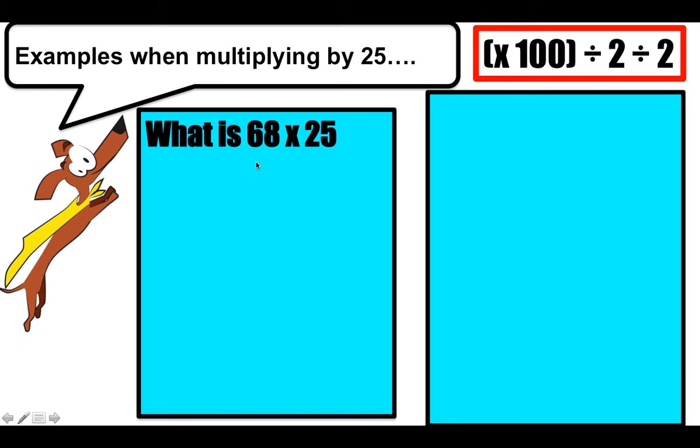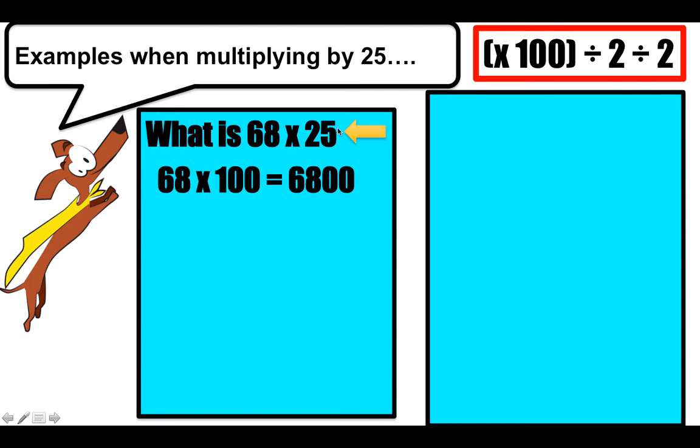What is 68 times 25? Now, you might look at that and think, whoa, that's so scary. But let's go back to the things that we know. Let's use our rule, multiplied by 100, divided by 2, and divided by 2 again. So 68 times 100 is easy to do. We get the result 6,800 when we use our powers of 10.